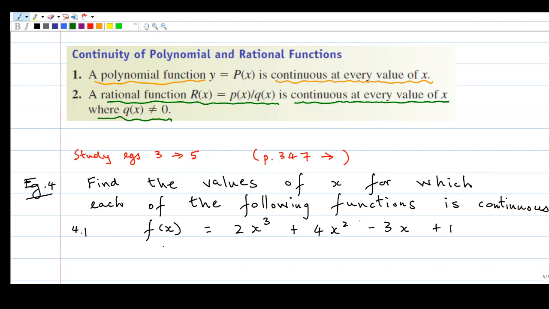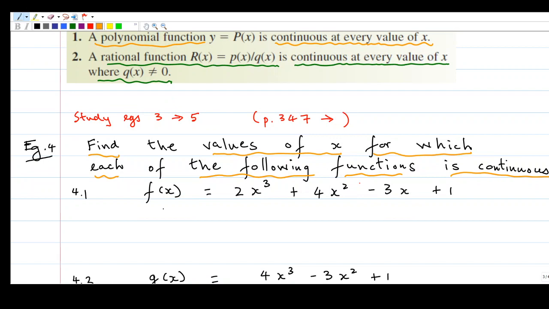Example 4, find the values of x for which each of the following functions is continuous.